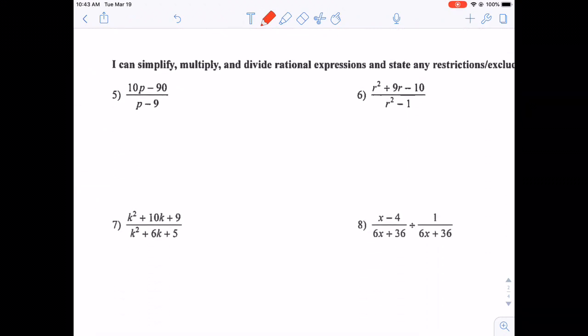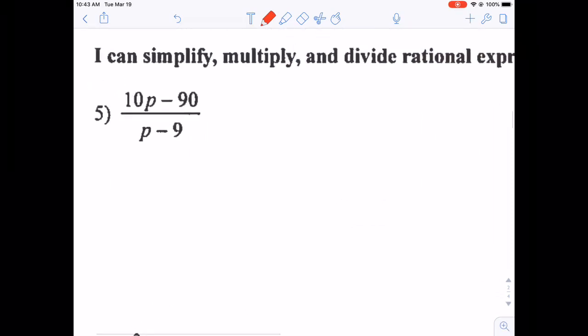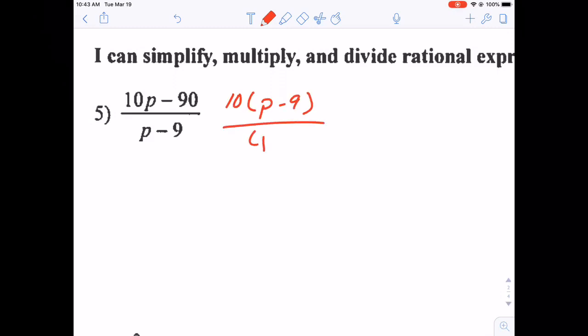Okay, moving on. I am going to move relatively quickly through these because I know you obviously have the capability to pause them and rewatch them. So I'm not super worried about my speed, and I am going to do the odd ones. We're going to start with simplifying. To simplify, we need to factor. Factor first. So I'm going to factor a 10 out of the numerator. And so now this is my completely factored form.